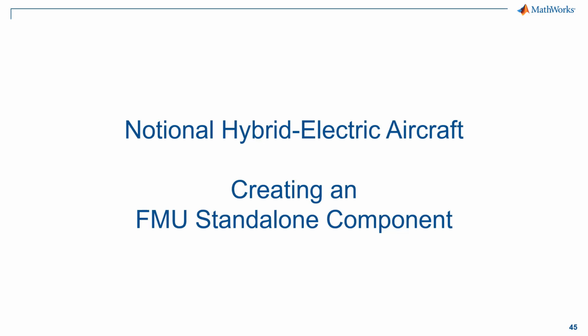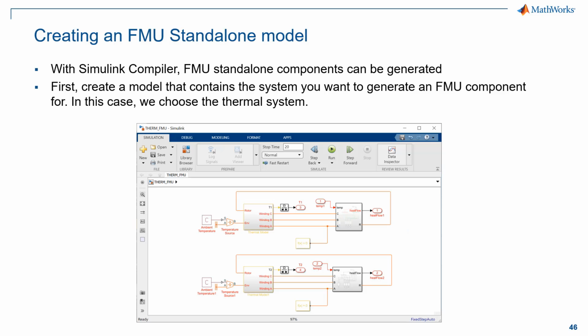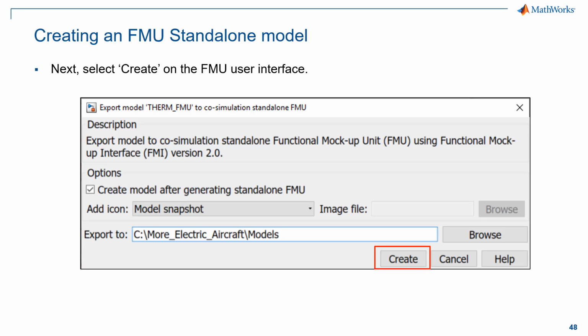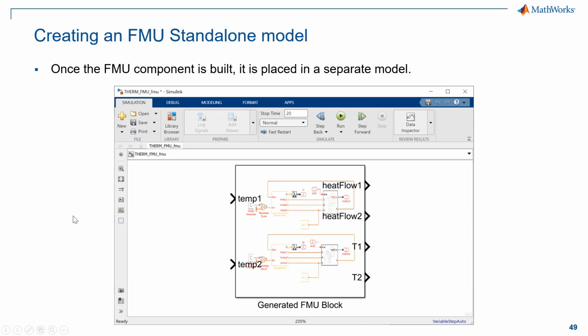In this section, we'll discuss creating an FMU standalone component using Simulink Compiler. What we first do is create a model that contains the system you want to generate an FMU component for. In this case, we choose the thermal system. The next step is to select Save, and then select Standalone FMU on the drop-down list. From there, we get the FMU user interface. You just select the directory you want to export the FMU component to, and click Create. Once the FMU component is built, it will be placed in a separate model.